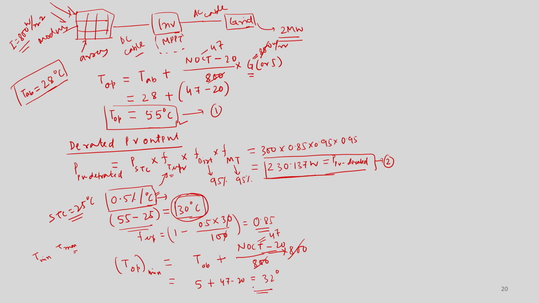Similarly, we can calculate T operating max. T operating max will be 38 degree C, which is given, plus 47 minus 20. So, it will be 65 degree C. So, these values are known to us now, and T operating min is known to us now.